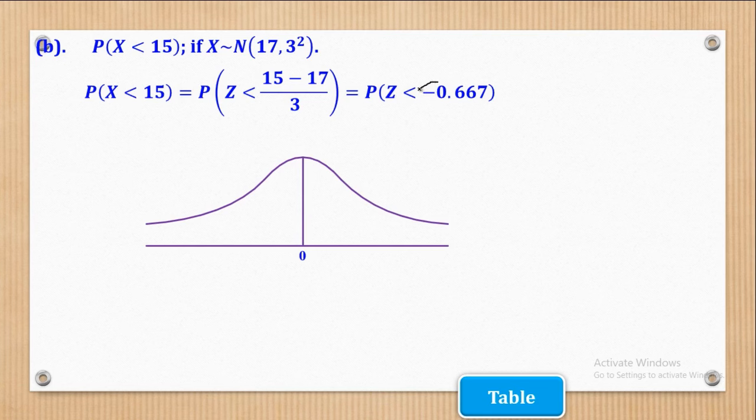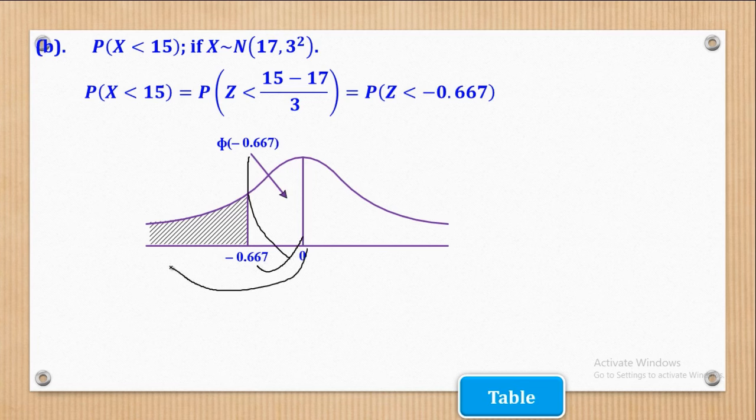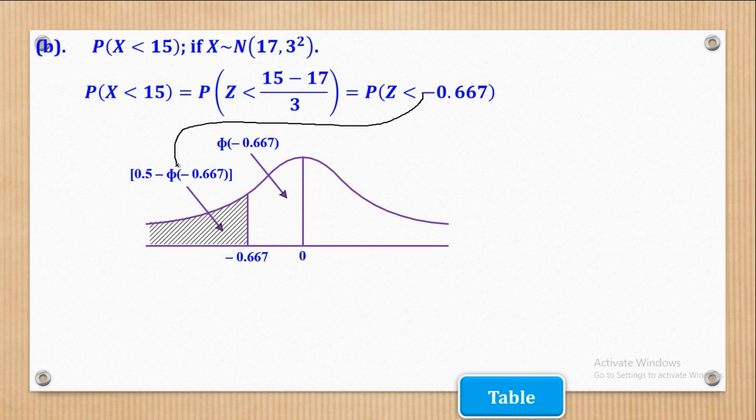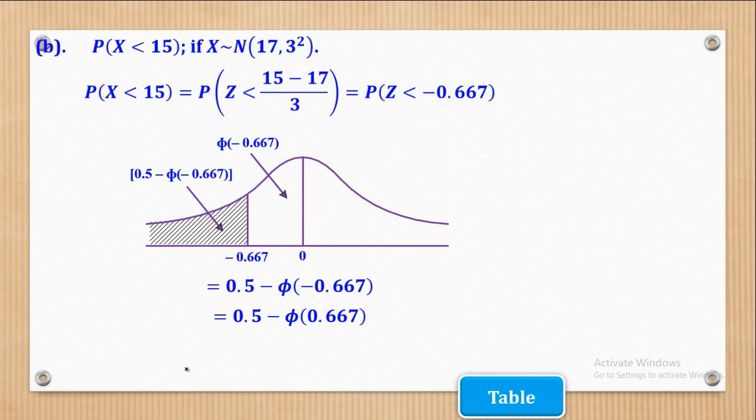After that, I have to sketch. In sketching, I remember that this one is a negative value, meaning that it lies on this side of 0. So let me put it somewhere there. After that, I look at the inequality. Less than means you shade going to the left, so I'm going to shade that part. Then remember that phi means probability from 0 to a z value. So from 0 to this value is phi of negative 0.667. But since the whole of this half is 0.5, the remaining part is 0.5 minus phi of negative 0.667. Therefore, this probability is equal to the shaded part, which is 0.5 minus phi of negative 0.667. Then remember that by symmetry, phi of a negative z value is equal to phi of a positive z value.